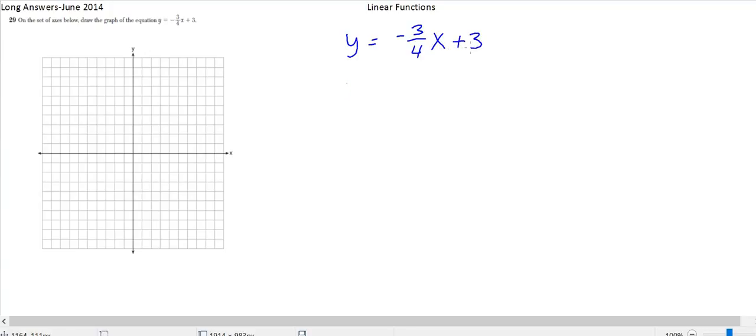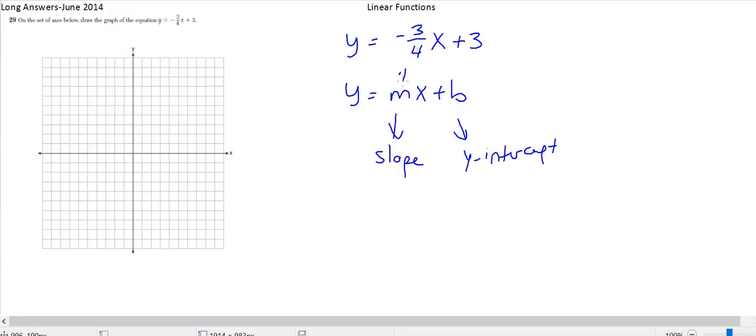Whenever an equation is in the form y equals mx plus b, m is the slope and b is the y-intercept. So the slope in this case is negative 3/4, and the y-intercept is 3. Whenever we graph, we first want to graph the y-intercept, so that this equation crosses the y-axis. It's y equals 3.